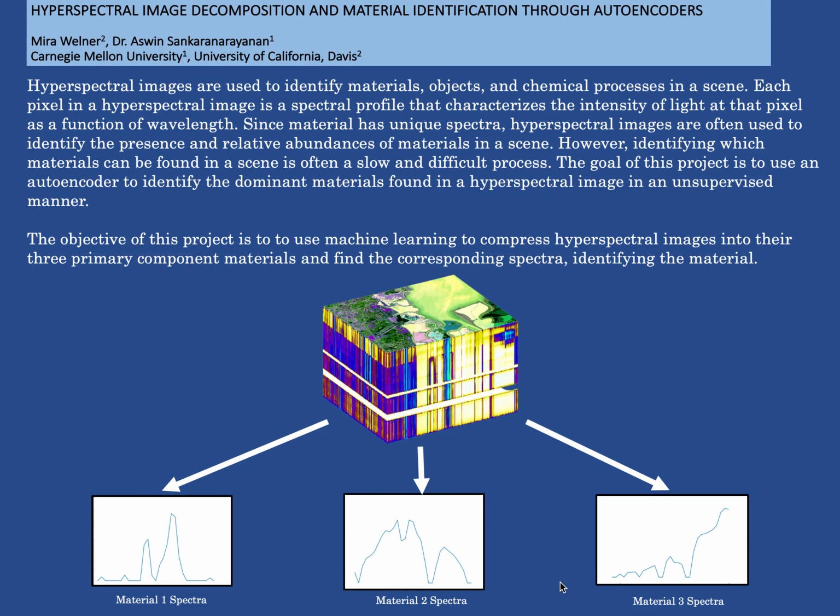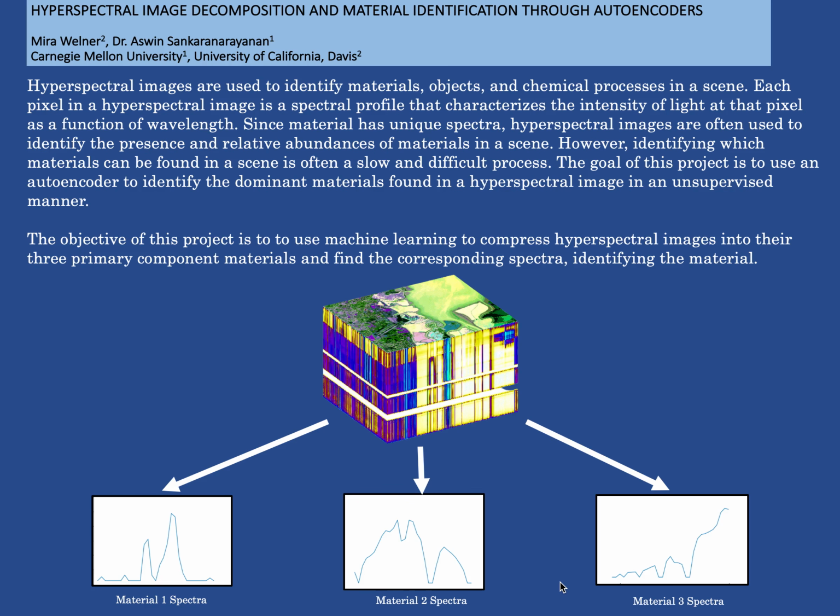My name is Mira Wellner, and my research is on using autoencoders to decompose hyperspectral images into their three primary component materials. A hyperspectral image is an image where, rather than having the distribution of the colors red, blue, and green like a standard image, it has a distribution of a large number of very narrow hyperspectral bands. The dataset we used had 31 such bands.